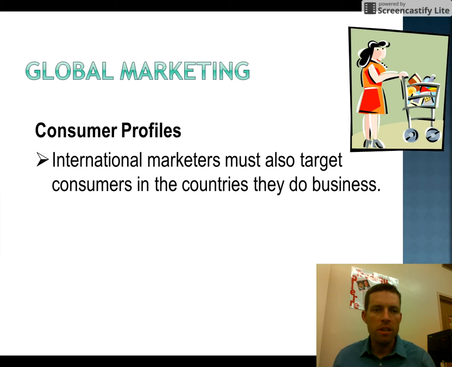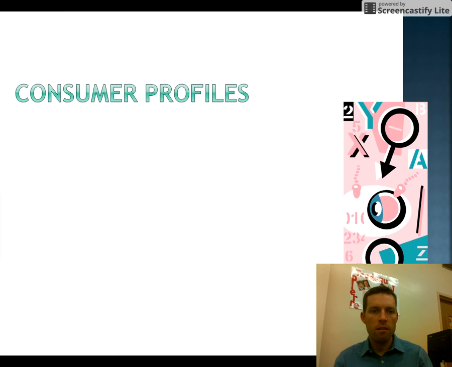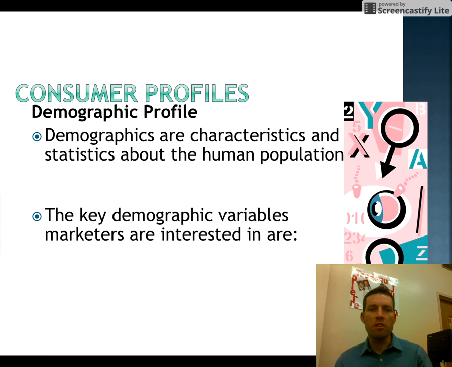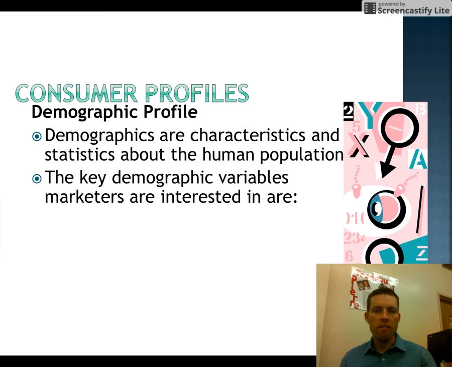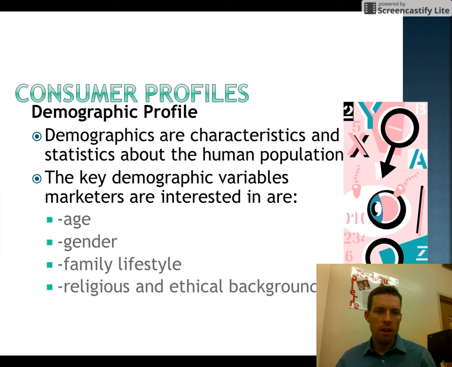Okay, I'm just going to breeze through the consumer profiles here and different strategies. So international markets must also target consumers in the countries that they do business. An international company must develop an image of the ideal local consumer, and this image consists of a demographic profile, motivational profile, and a purchasing profile. And we're going to talk about the 4 Ps of marketing in a minute. So first, our demographic profile. So they're the characteristics and statistics about the human population and the target market. The key demographic variables marketers are interested in are first, age, gender, family lifestyle, and religious or ethnic background.